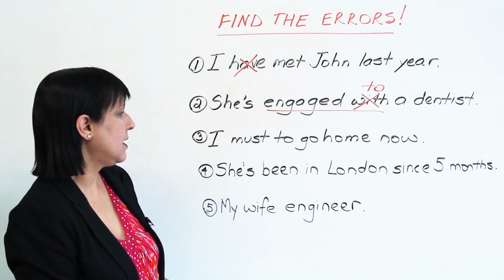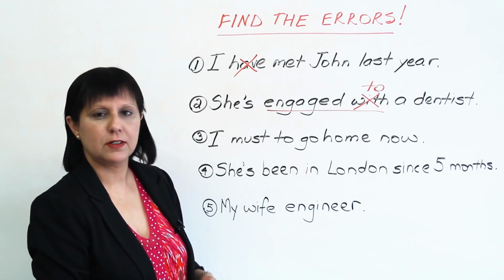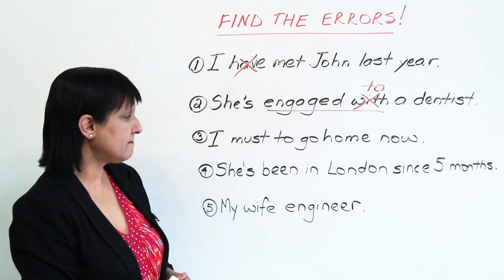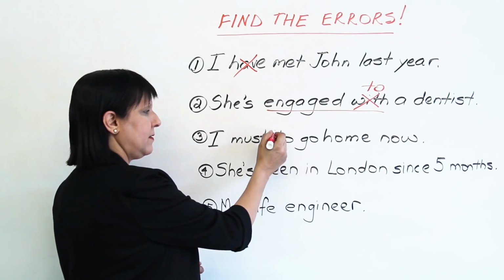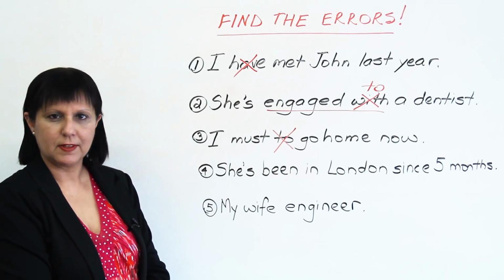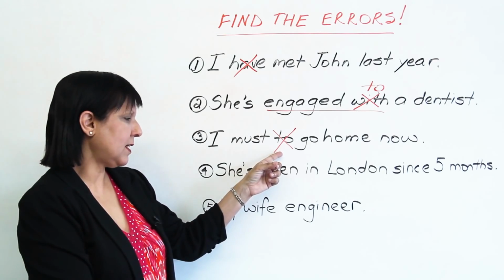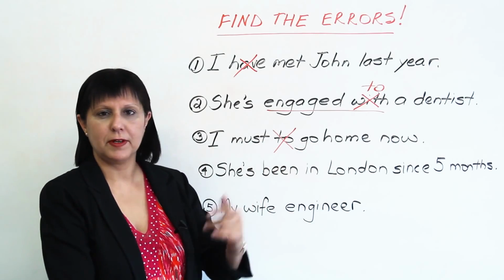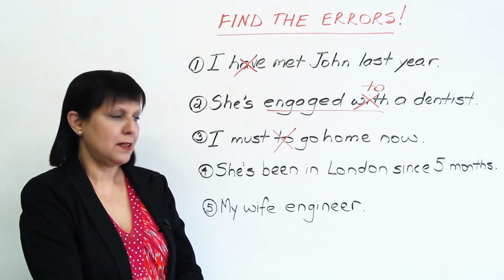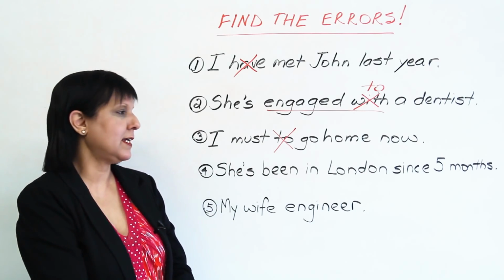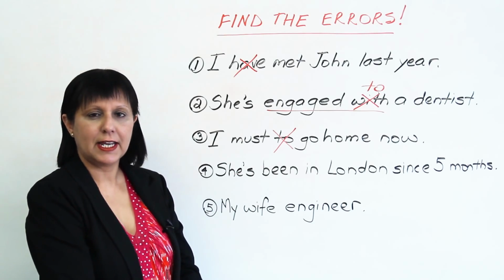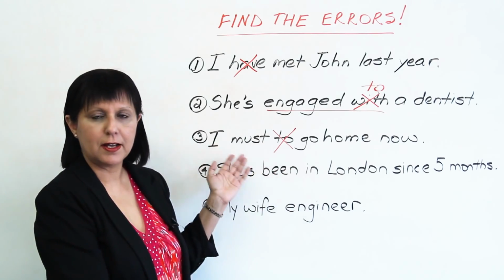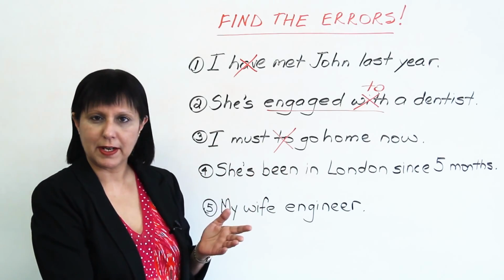Alright. Next one. I must to go home now. Alright? What's wrong there? Okay. So here is the error. The error is the fact that we don't need to say I must to go, but just I must go home now. Must is a modal, just like should, could, can, and so on, right? So you should be saying I should go home now. I must go home now. I could go home now.